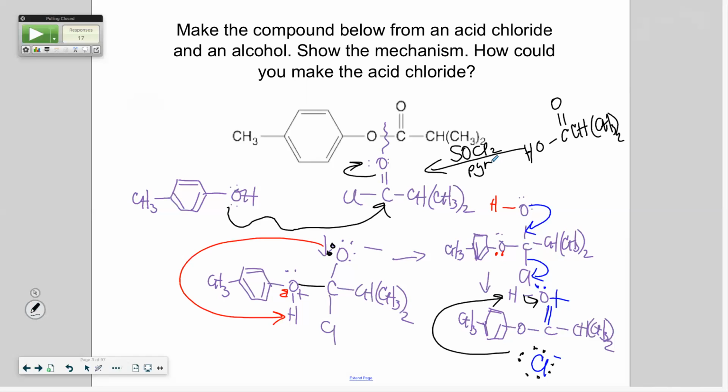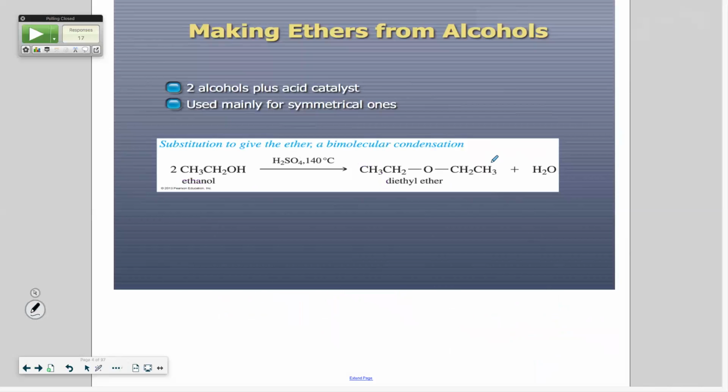Okie dokie. Okay, the last, I added that slide. You didn't have that slide, right? I'm not that, not either. Okay. All right, is the last two slides you have are making ethers from alcohols.